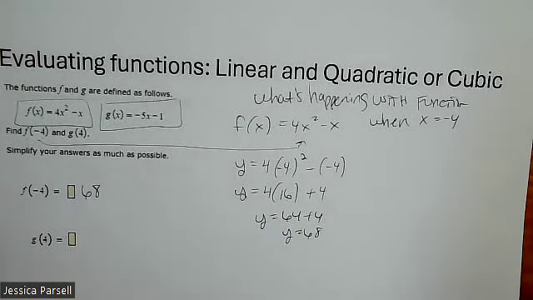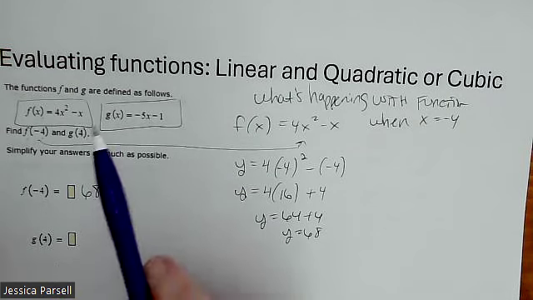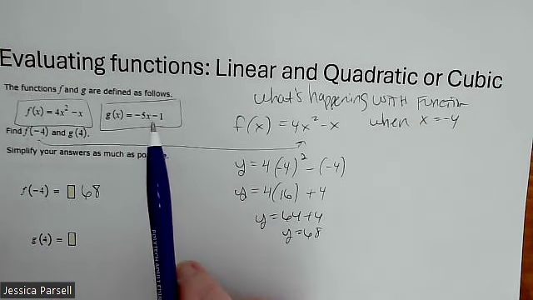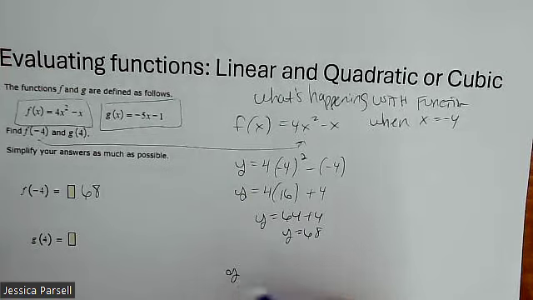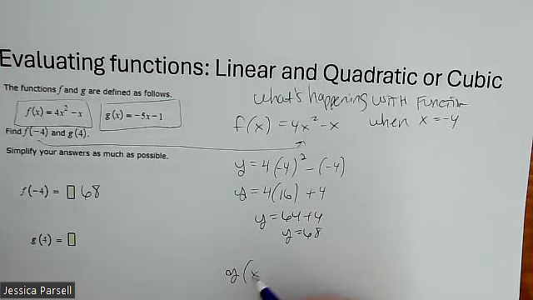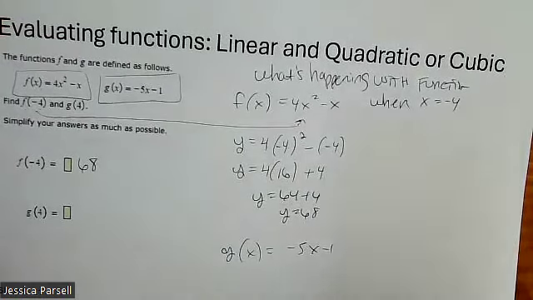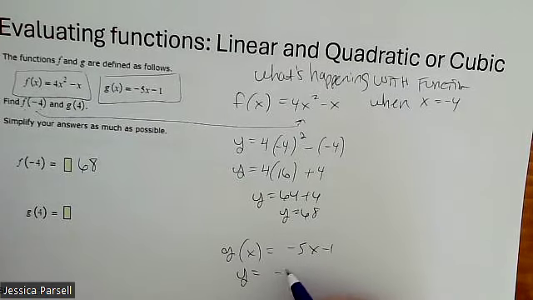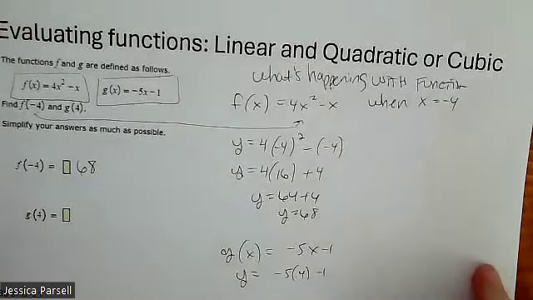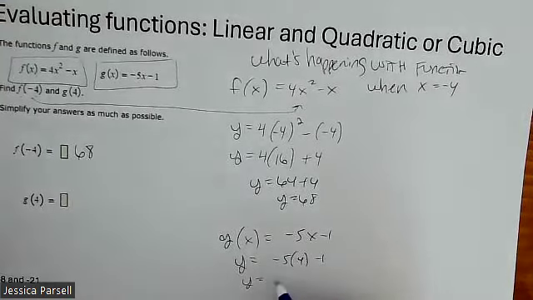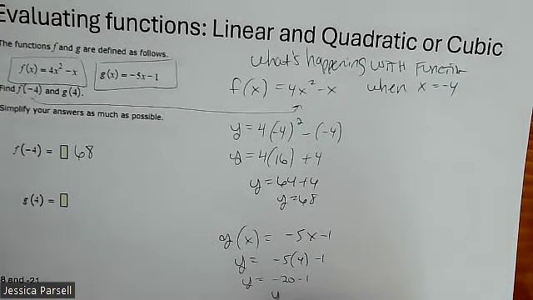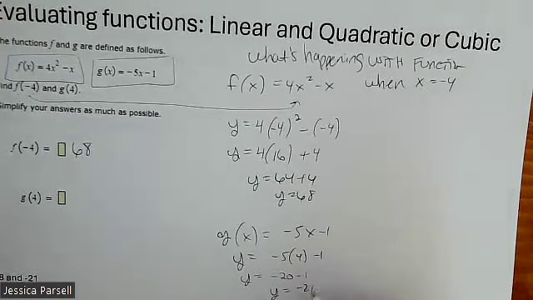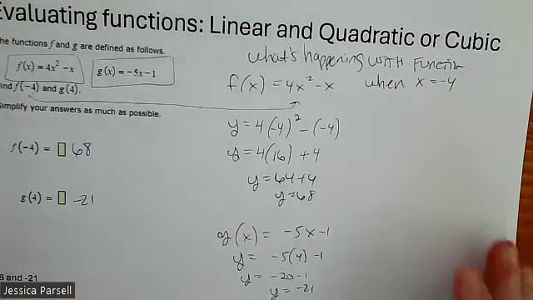Okay. Now the other one, it says use the g function, but I want you to put 4 in place of x. So the g function, g of x equals negative 5x minus 1. We're going to put this 4 in for x. So y equals negative 5 times 4 minus 1. Y equals negative 20 minus 1. So y equals negative 21. Right there.